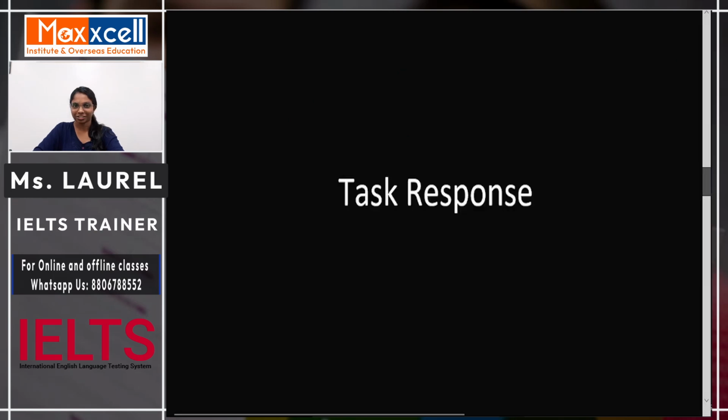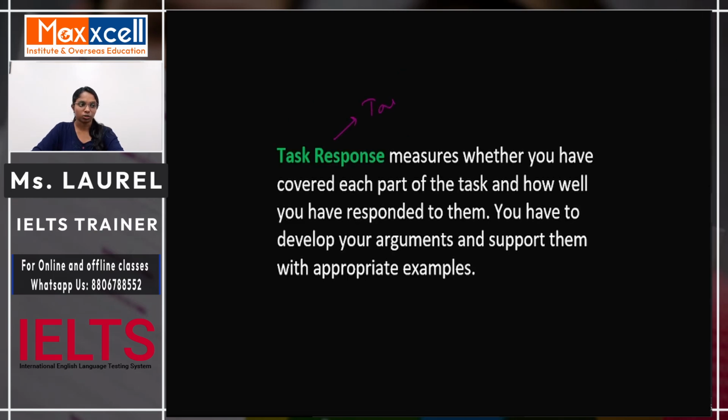Moving on, task response. Task response is for task 2, that is essay writing. Task response measures whether you have covered each part of the task, and secondly, how well you have responded. If you watched our previous video, you would know that for task 2, essay writing, you have to use some level of critical thinking. How well you think in a very short span of time is also being judged. So you have to come up with good points within a very short span of time on topics that you might previously be unaware of. You have to develop your arguments.